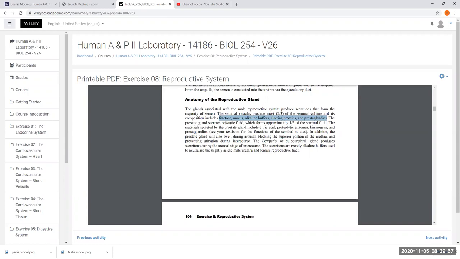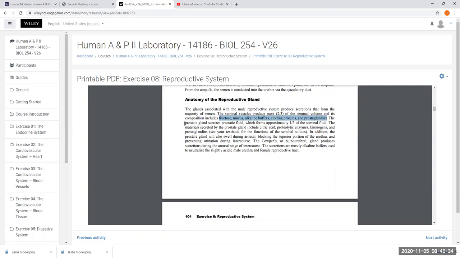Mucus and buffers. These alkaline buffers are there in order to raise the pH in the male system as the ejaculate is moving through, but also, more importantly, in the female reproductive tract, in the vaginal canal. The vaginal canal has an acidic pH, which can be detrimental to the viability of sperm. Sperm are sensitive to low pH, so that pH environment has to be raised. So we have buffers in there, right?